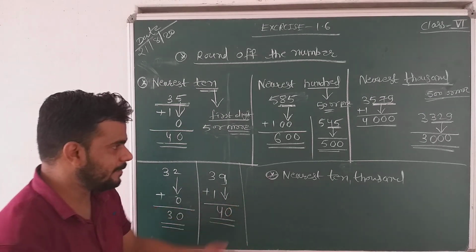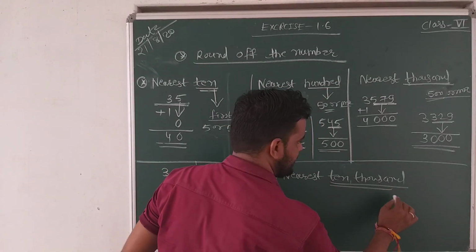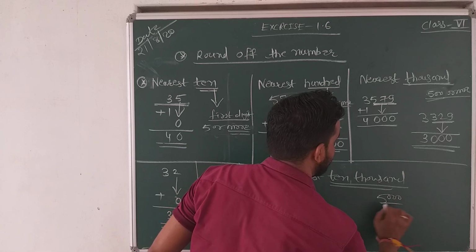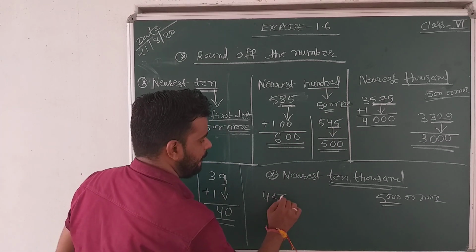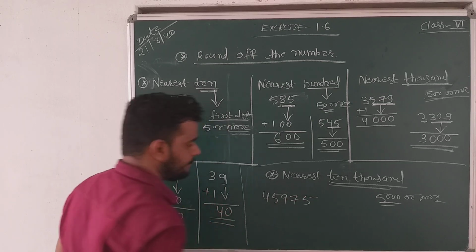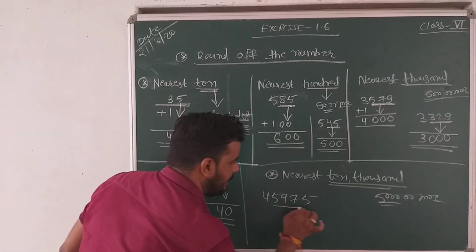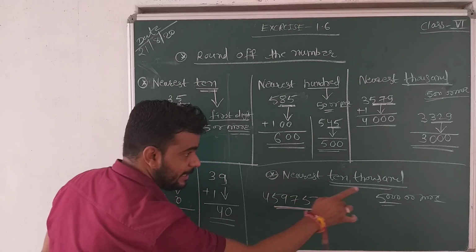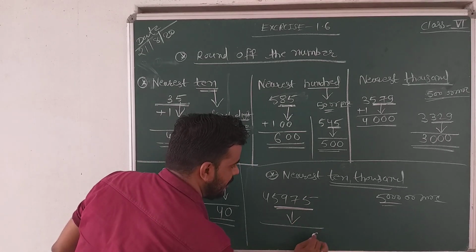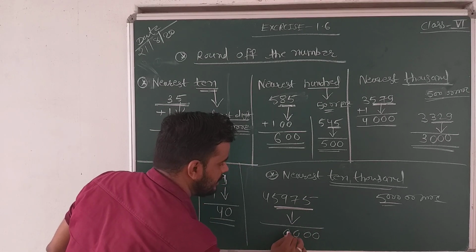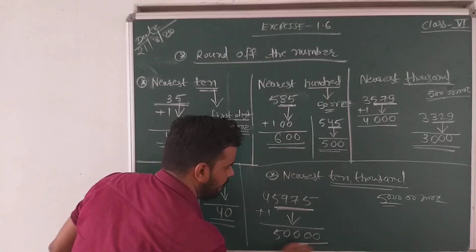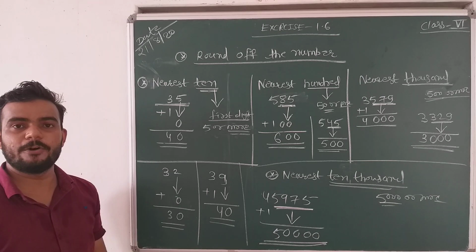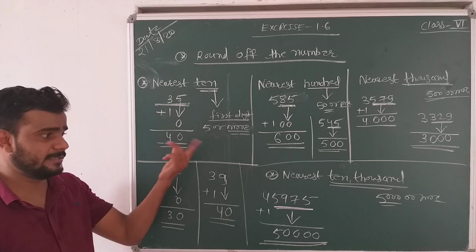Okay, like that nearest 10,000. 10,000 means 5,000 or more. Suppose the number given is 54795. Okay, so the last 4 digits, 4795, are more than 5000. So instead of those digits directly we will write 0000 and in front of that number we will add 1, 4 plus 1 is 5. This is the way to round up to the nearest following number.